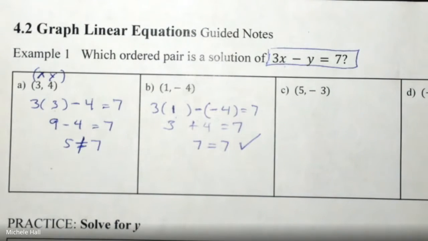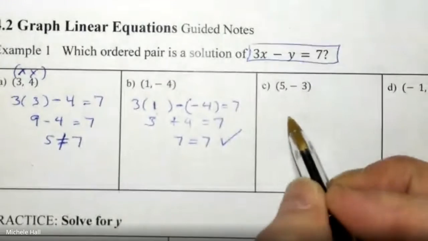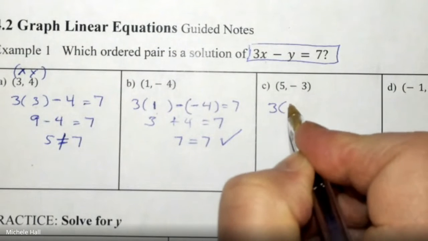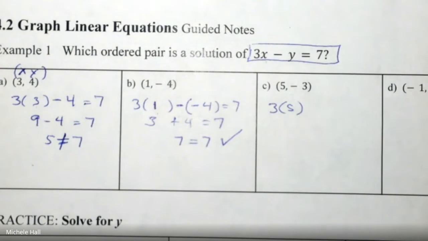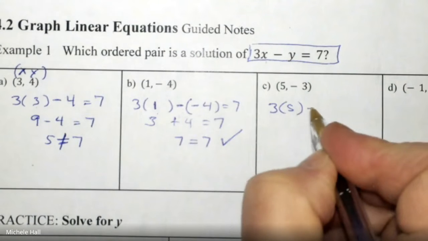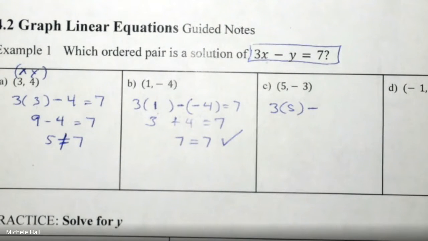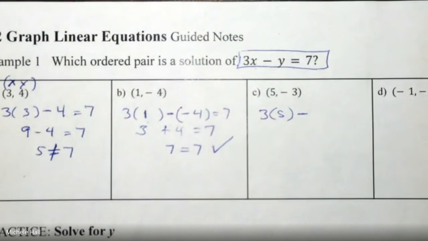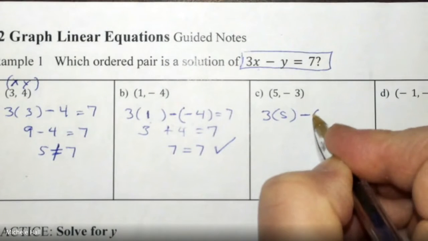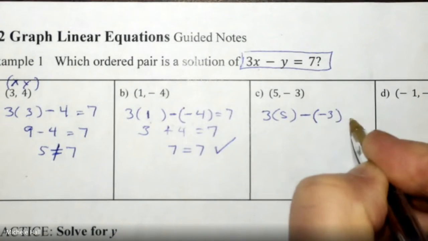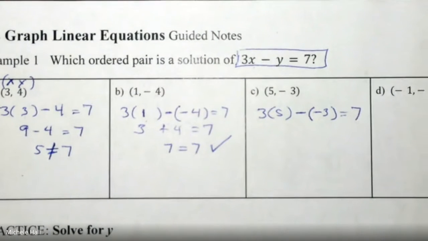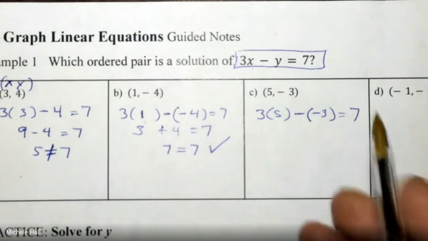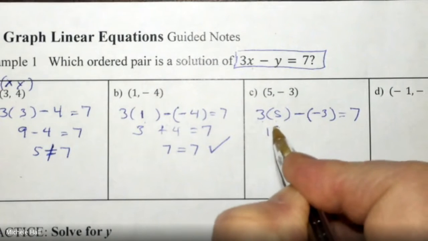Okay, here we go with the next part. C, we have to check all of these. So we have 3 times x. 3 times x minus. Watch out for that y. That y is negative. So I need to use parentheses and put my negative y in there, equals 7. 3x minus y equals 7. It's all set up. 3x minus my y. 3 times 5 is 15.